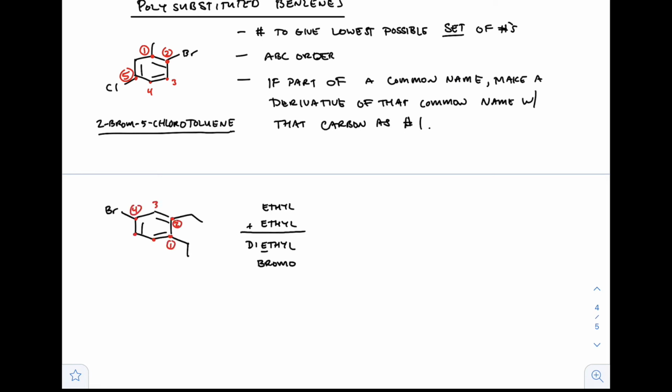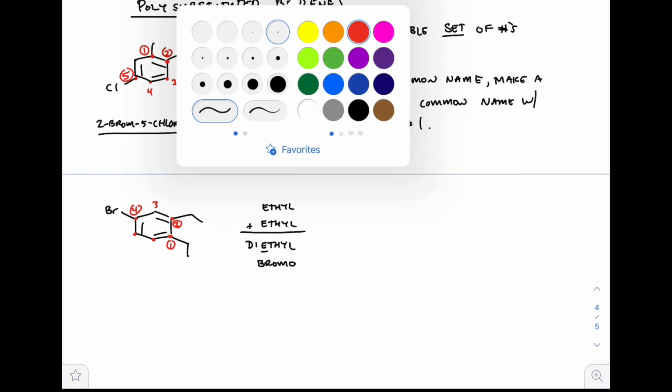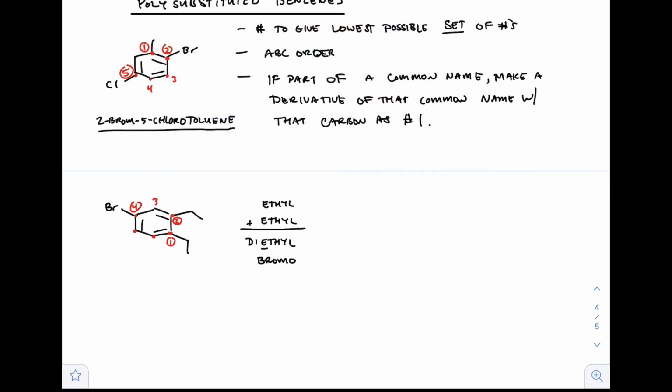So it's 1, 2, 4. If you go the other route, starting with the top ethyl, it doesn't work out that well. Check for yourself. 1, 2, 4 is the lowest set of numbers that we can get. And so we make it 4-bromo, B comes before E, 1,2-diethylbenzene.